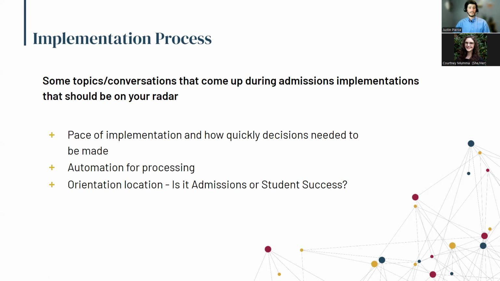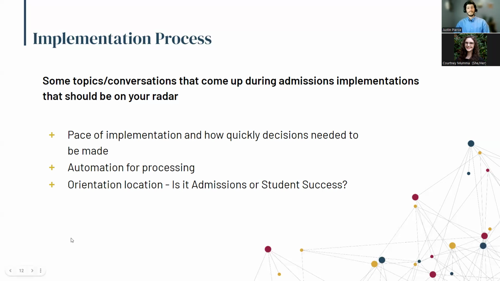Discussion of automation and automating processes. What can be automated? What should be automated? What shouldn't be automated during that process and remain manual? And so these were important discussions that came up before the implementation started, but also throughout that process.